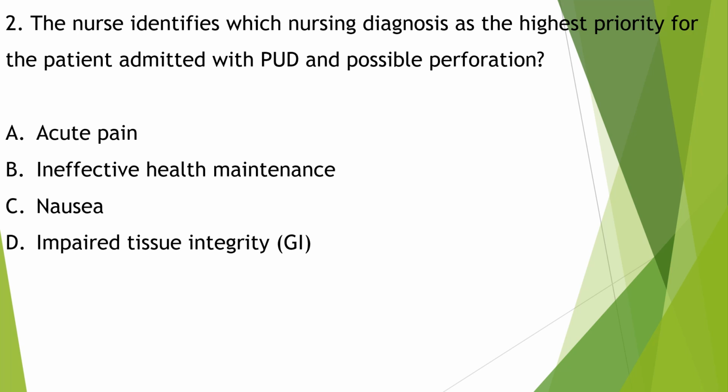A peptic ulcer is an interruption of the integrity of the gastric lining. Perforation is the most dangerous complication of this process. So, in this peptic ulcer disease, there will be impaired tissue integrity of the gastrointestinal tract. Inflammation, infection and possibly shock can also occur.